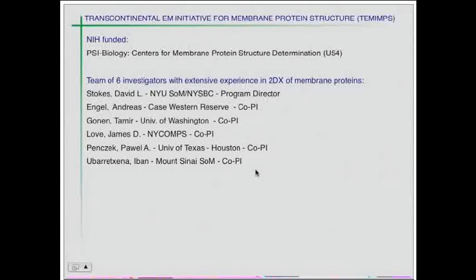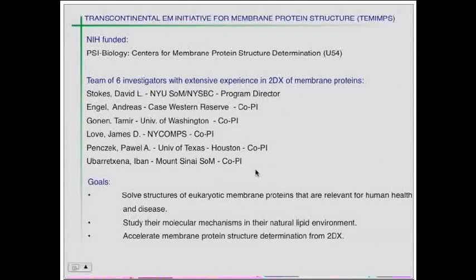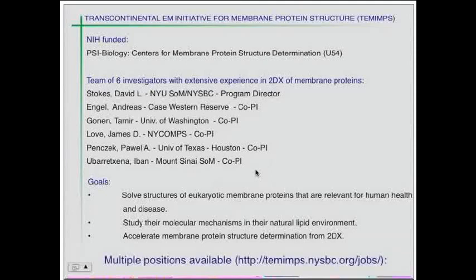And the goals of this grant are to solve structures of eukaryotic membrane proteins, to study their molecular mechanisms in lipids, and to accelerate membrane protein structure determination. The grant will start in a month and it will run for 5 years. We currently have multiple positions available for biochemists, electron crystallographers, and software developers. And you can look at those positions here.